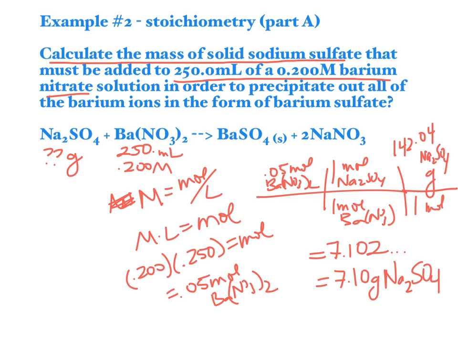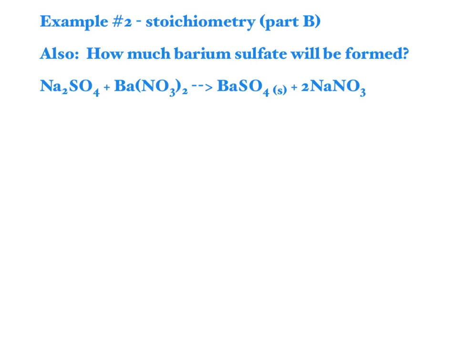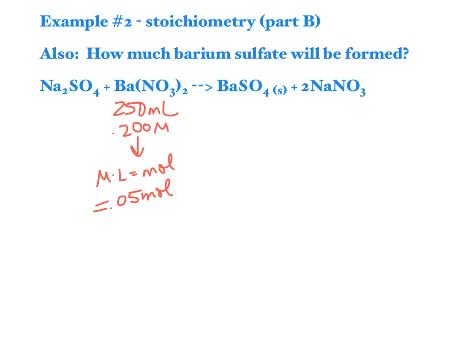Let's take a look at the second half of the question, because there's a part B of this one. Part B says how much barium sulfate will be formed. Again, using the same information that we had before. So we've got 250 mL, it was 0.200 molar, and I remember that when I did the math earlier, we did M times L equals moles. We had 0.05 moles of this stuff present. And now we're trying to find barium sulfate. So now we're trying to go from this one to this one. So this is my new question. How much of this am I going to make?